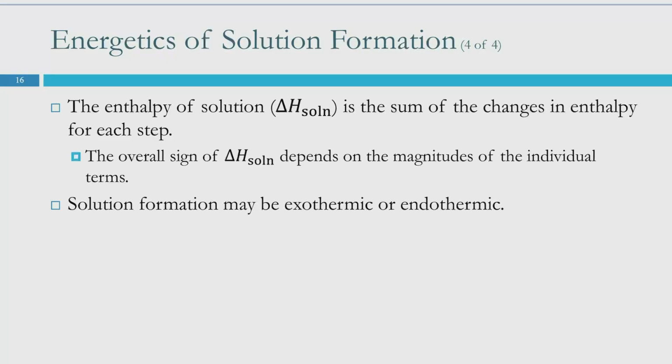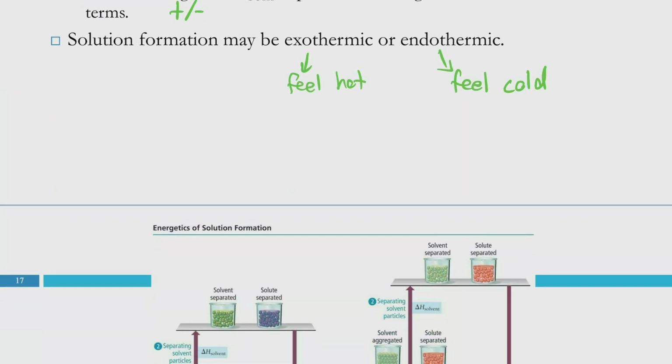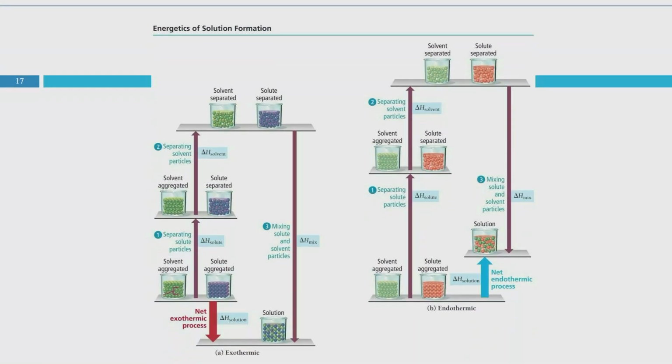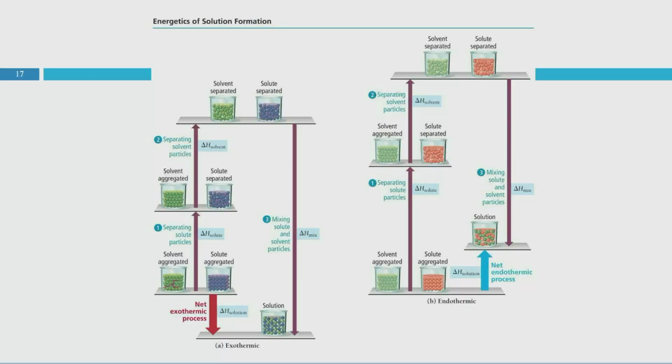So the overall sign, positive or negative, of our enthalpy of solution depends on the individual enthalpy of solvent, enthalpy of solute, enthalpy of mixing. So when we're mixing things together, sometimes it's hot, sometimes it's not. Sometimes it absorbs heat. Here's a picture illustration of both of those conditions.